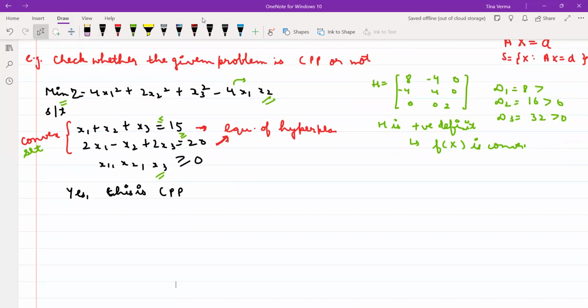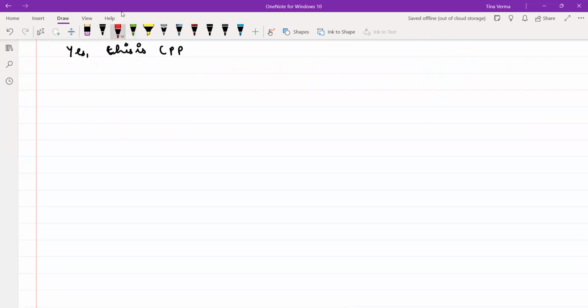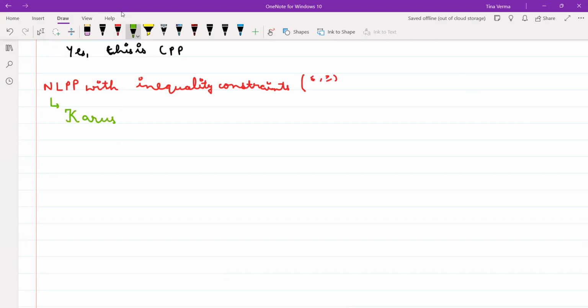The next thing we are going to do is the main and most important method: the non-linear programming problem with inequality constraints. That means you have inequality constraints, which can be either less than or greater than, that you have to check. For this, we will do only the Karush-Kohn-Tucker condition.